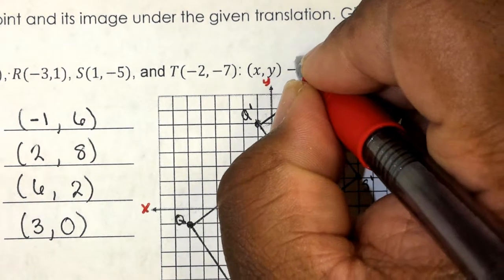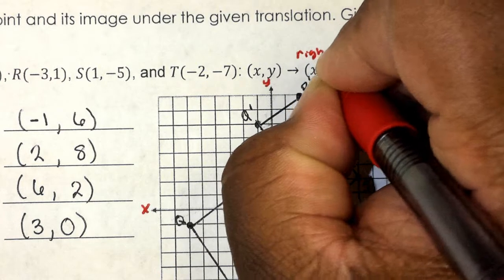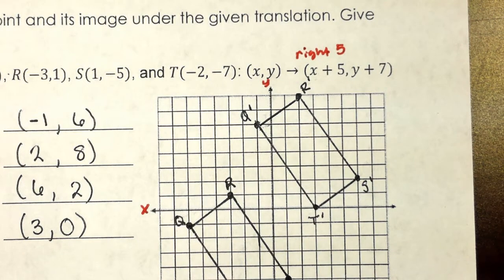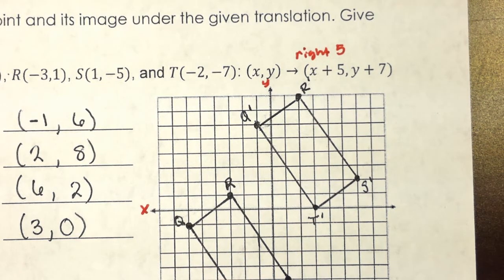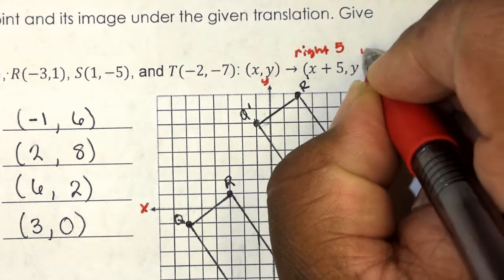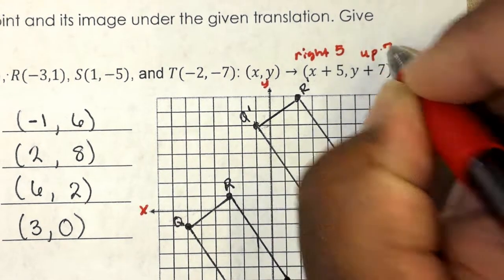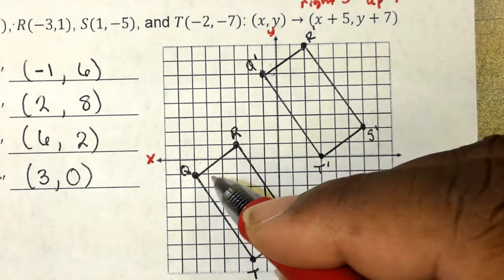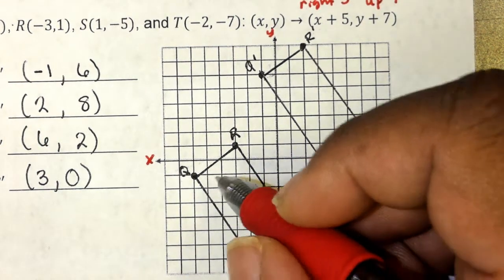Or in this case, move to the right 5. The positive direction on the X axis is to the right. And then for my Y, it's saying Y plus 7, telling me to go up 7. So if I wanted to, when I had this original image, I could have just counted this and got to my points. Just go point by point.